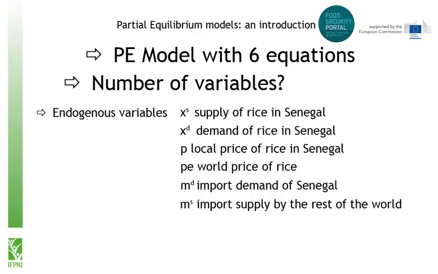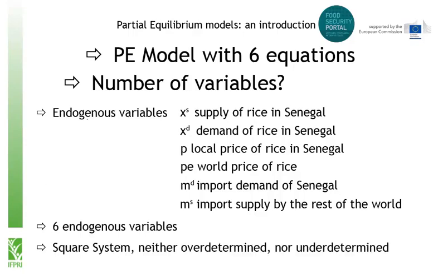So we've got 1, 2, 3, 4, 5, 6 endogenous variables. So it's okay because we've got 6 equations and 6 endogenous variables. The system is neither overdetermined nor underdetermined, so it's a square system, and we can find a feasible solution.